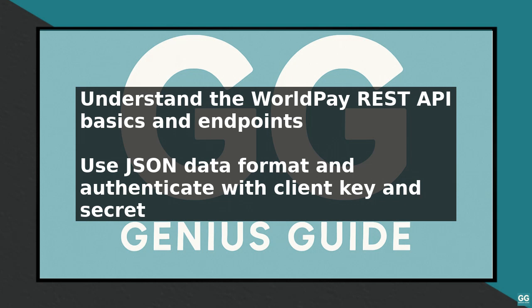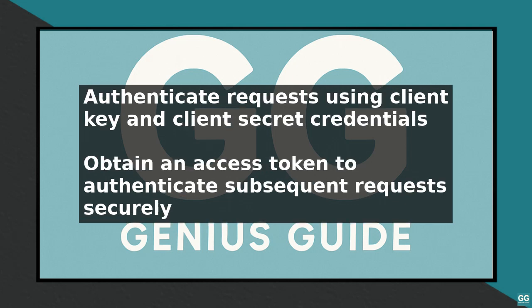Step 2. Authentication and authorization. To use the WorldPay REST API, you need to authenticate your requests using a client key and client secret. These credentials are used to obtain an access token, which is then used to authenticate subsequent requests. It is crucial to keep your client secret secure and never expose it in your code.